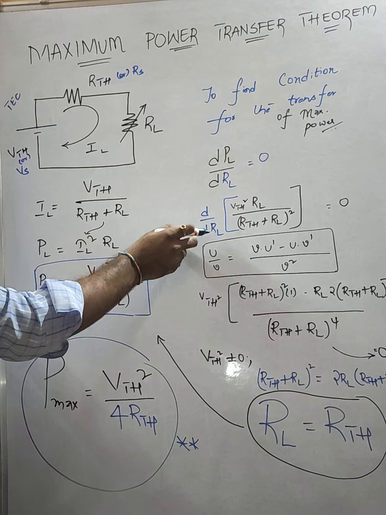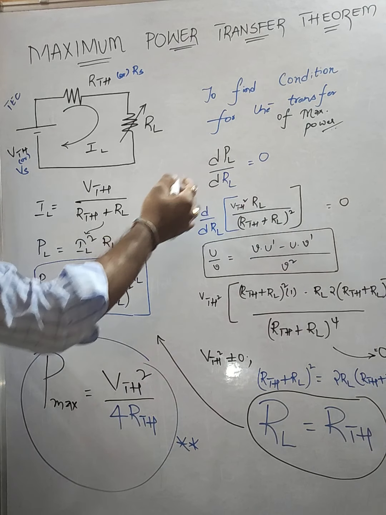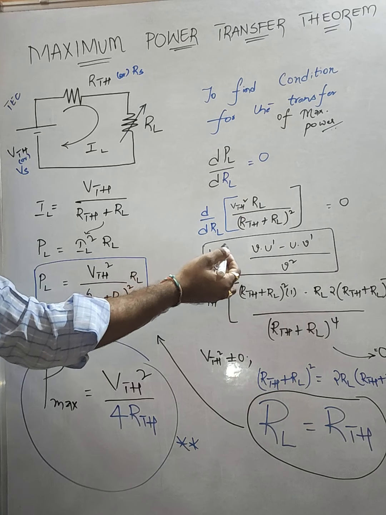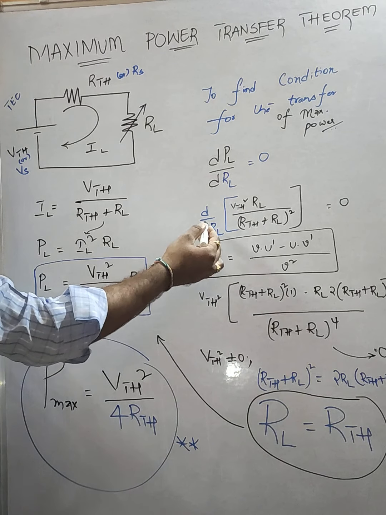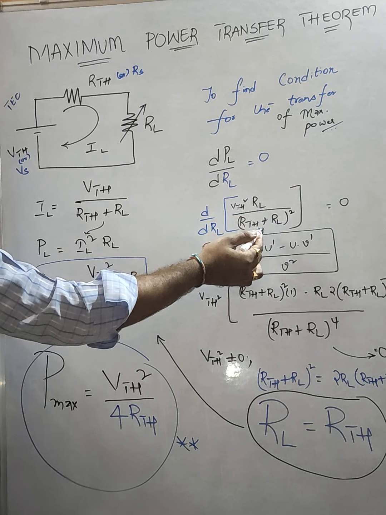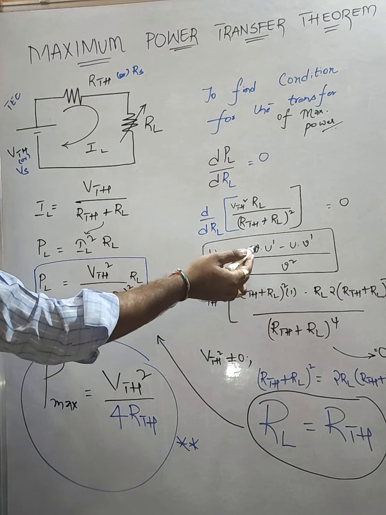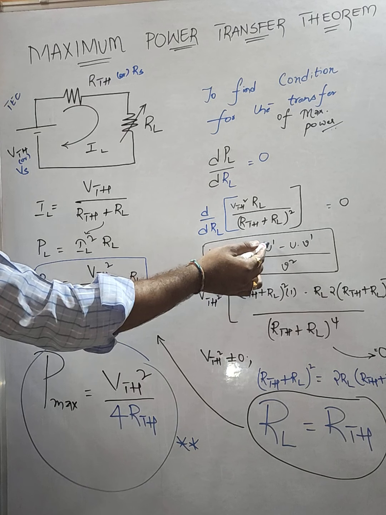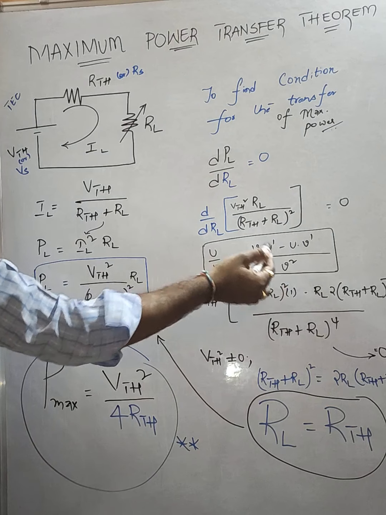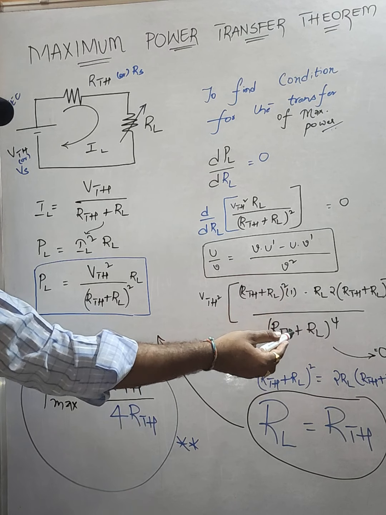d by d RL of this entire thing, which is nothing but power. I use that VTH squared is constant, so I bring it before. And I apply differentiation for this one. This resembles the U by V formula. U by V, differentiation is V times U dash minus U times V dash, divided by V squared. That's the only thing I apply here.